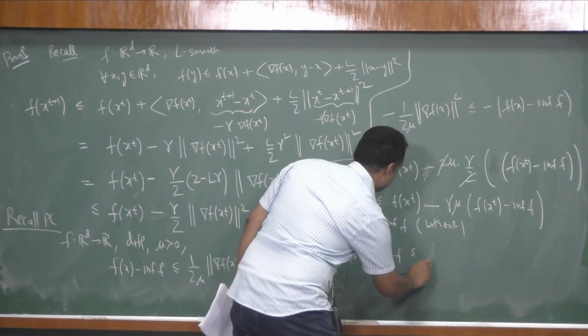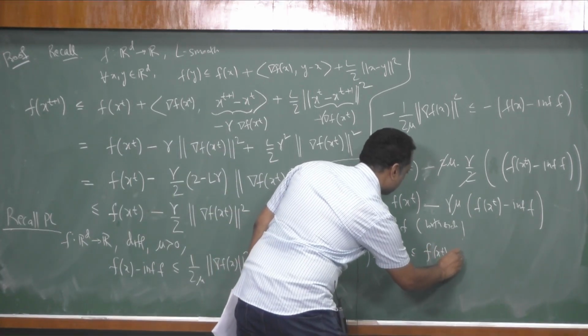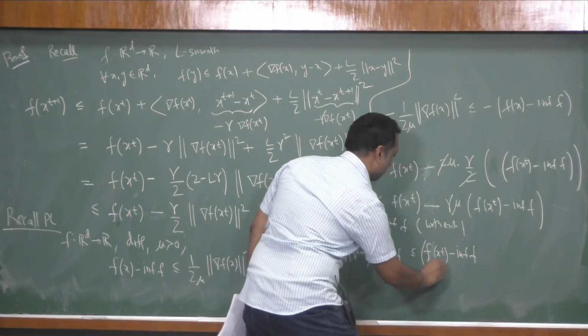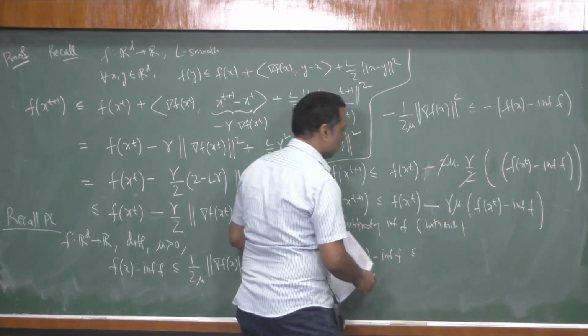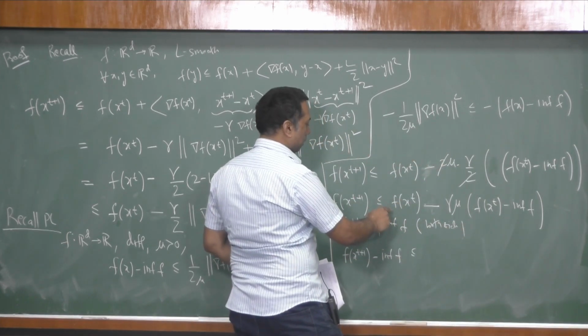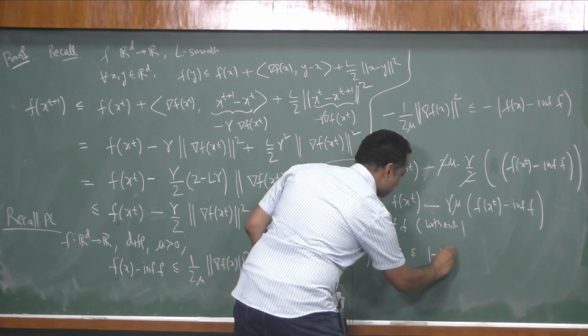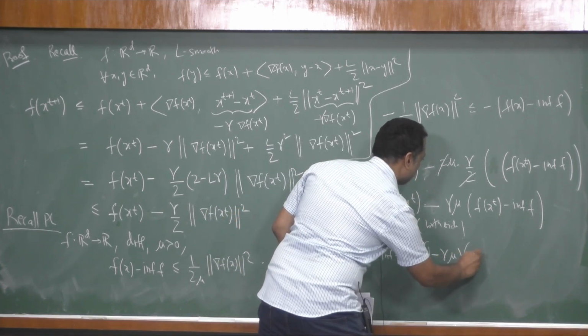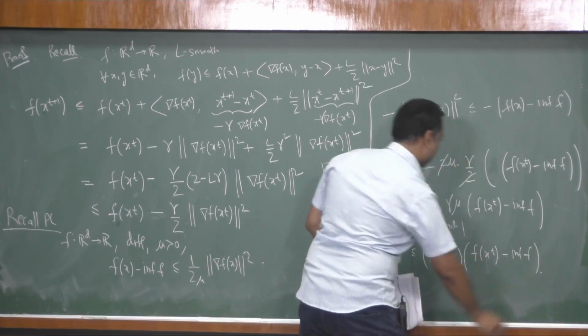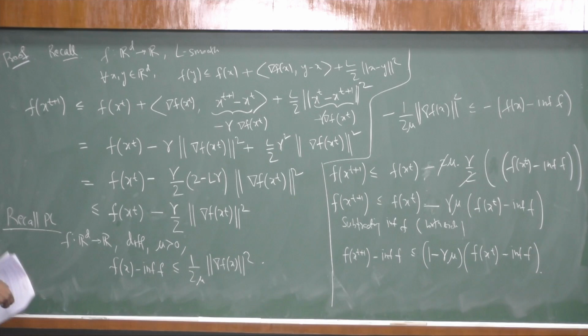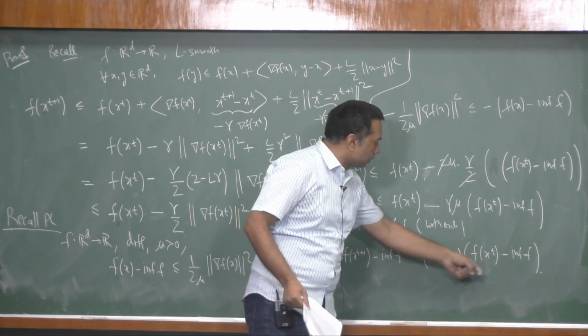So f(x_t) minus infimum of f, and we take that common already, right? Since I am subtracting the infimum, then 1 minus of that, right? So 1 minus gamma mu, and then f(x_t) minus infimum of f. Okay. So this is what we were supposed to prove, and we have to do it recursively now. We have to now substitute this again.